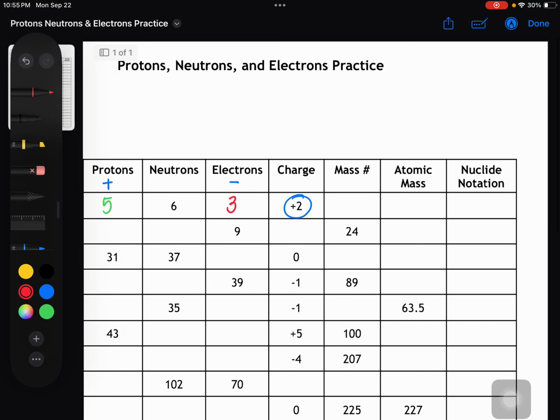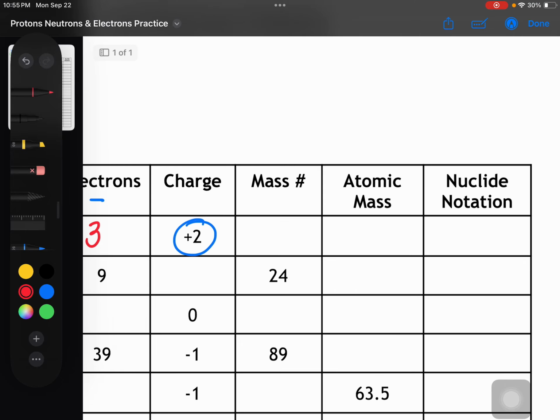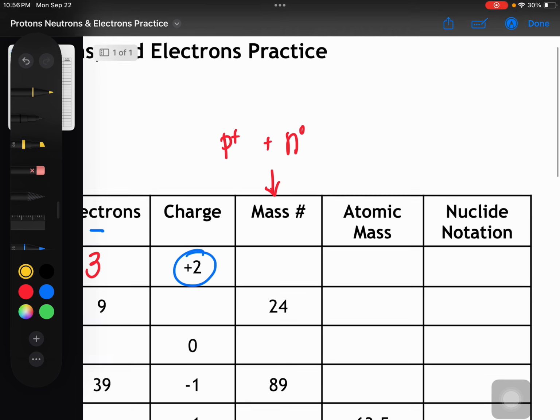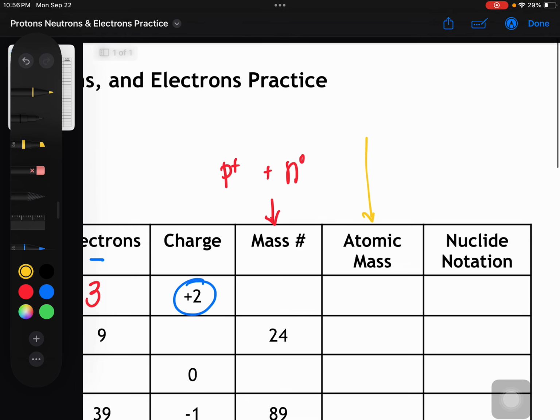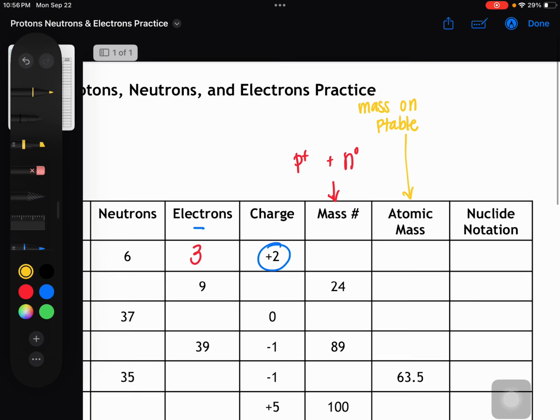Mass number is the next thing that we have here. Mass number is different from atomic mass. So mass number is the number of protons in this case plus the number of neutrons. However, atomic mass is actually the mass found on the periodic table. So first, let's do the mass number.